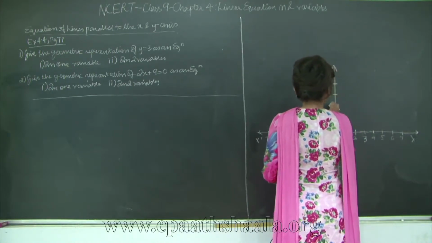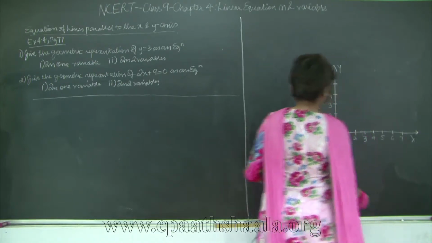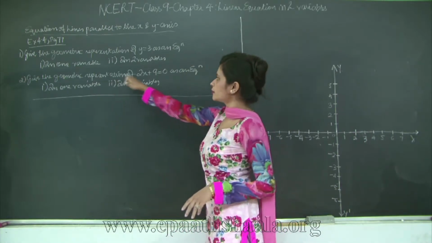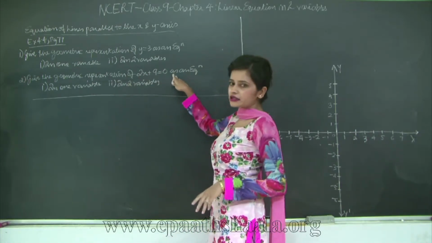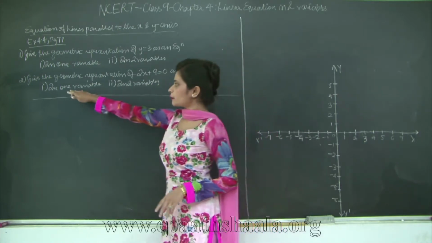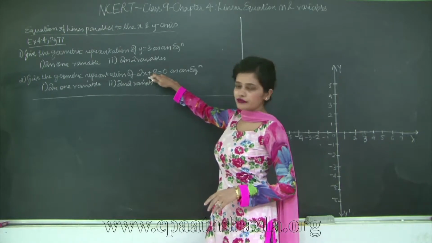One, two, three, four, five axes. Okay. We have to do the same thing in the second question. Give the geometric representation of 2x plus 9 is equal to 0 as an equation in one variable and in two variables. So, for geometric representation of this equation, it's an equation in one variable.